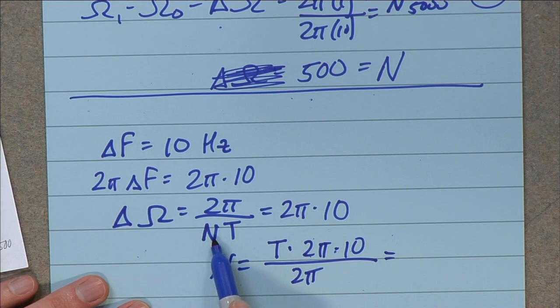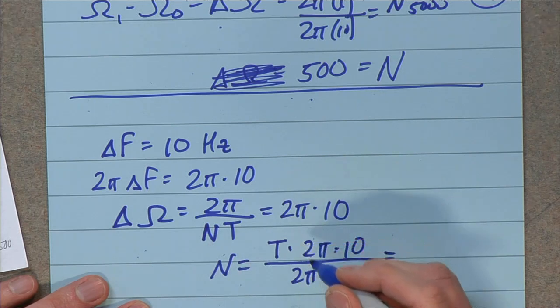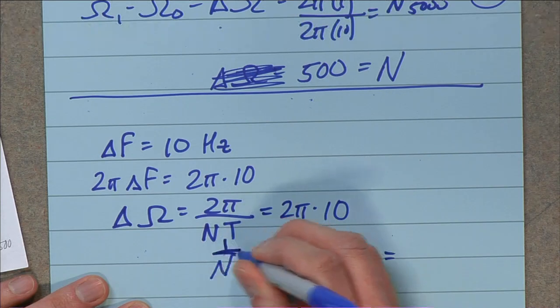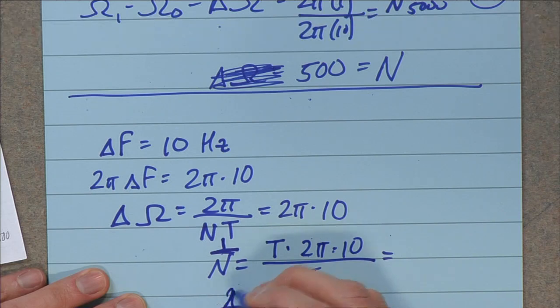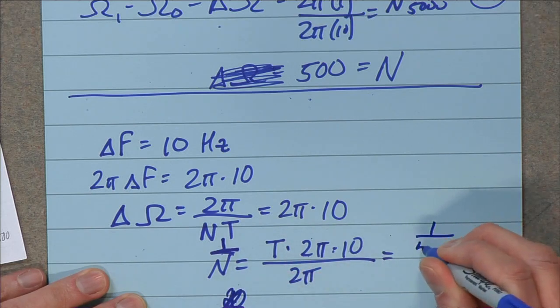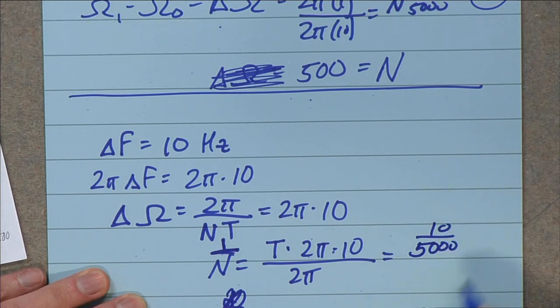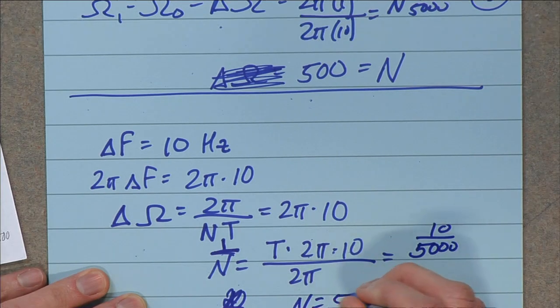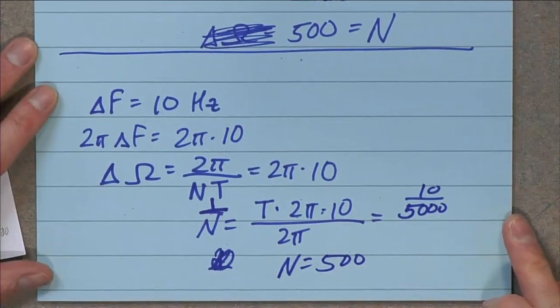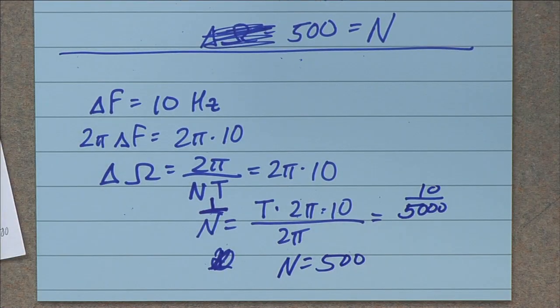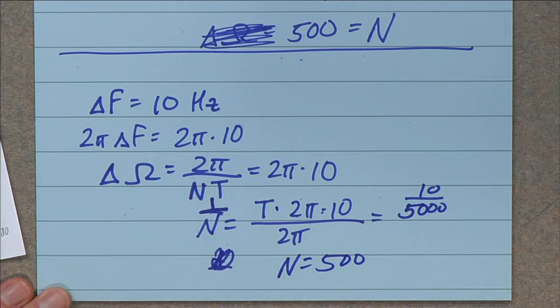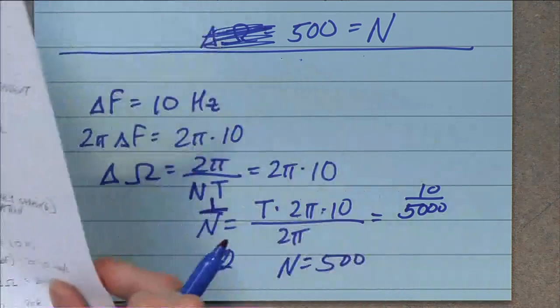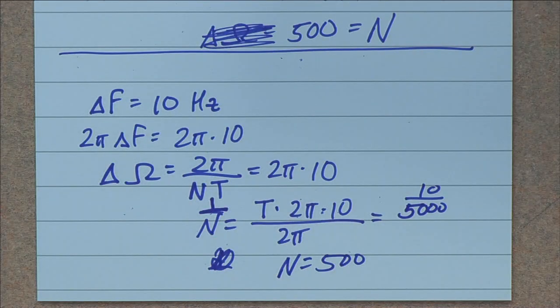Oh, I left my n. Forgot to put it 1 over n still. Everything else moved over. So 1 over n is 1 over 5,000. 10 over 5,000. So n equals 500. I'm not sure that was any more straightforward, but you can kind of see how the delta F's 10 hertz converted to 2 pi over nt. Gets us where we're headed, which is a DFT size of 500, or at least a data record length.